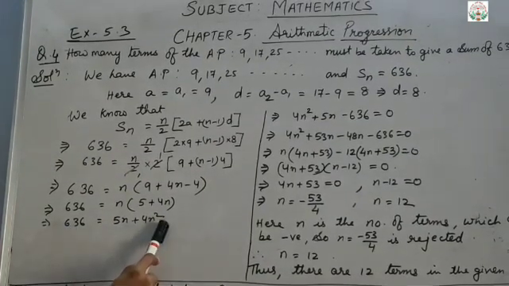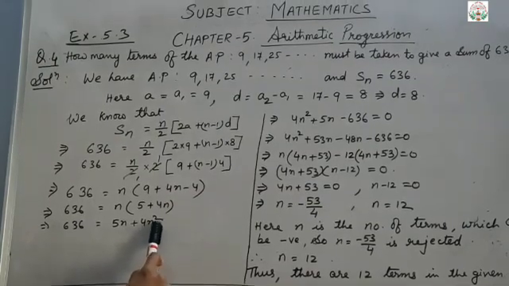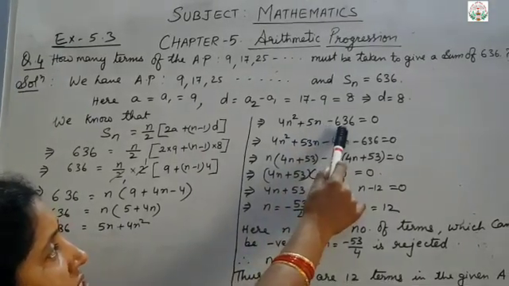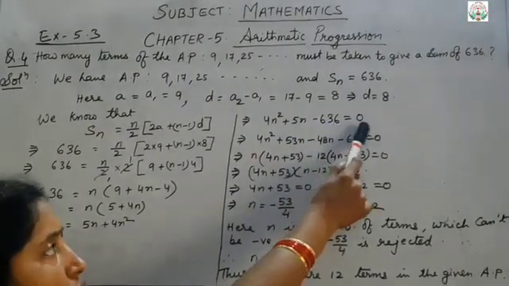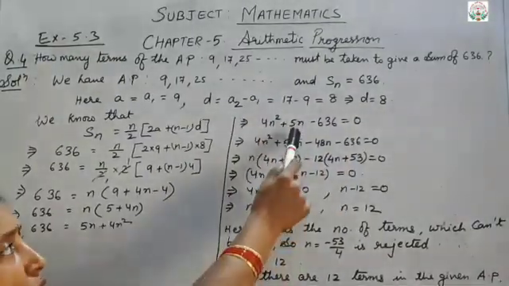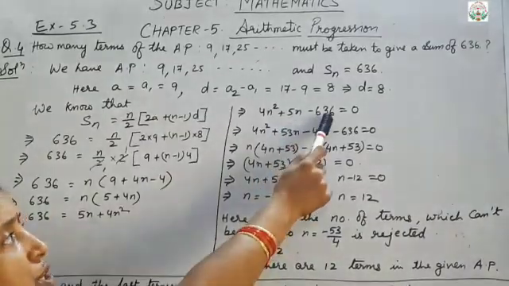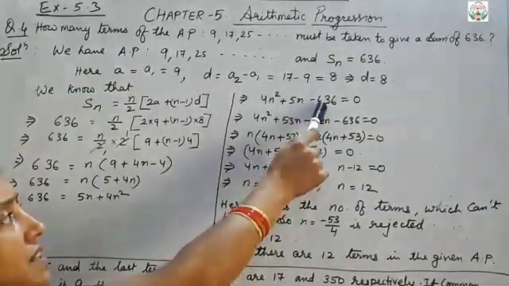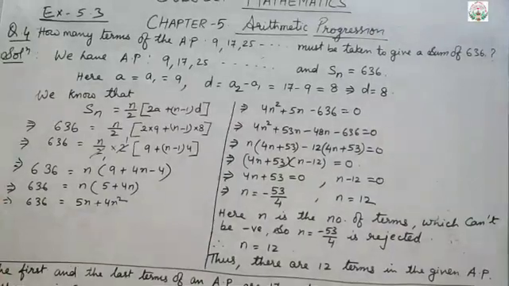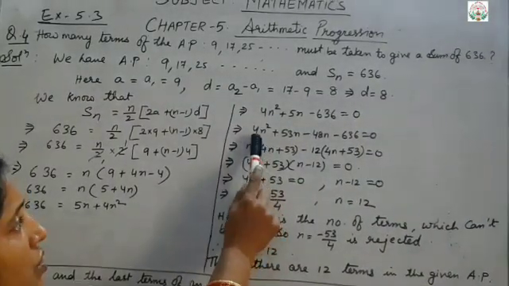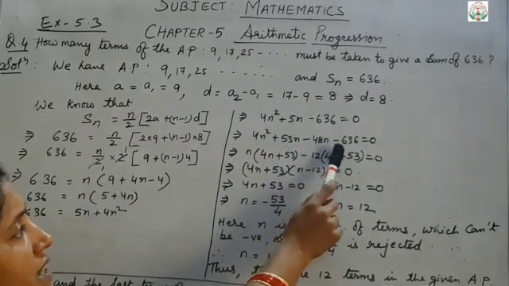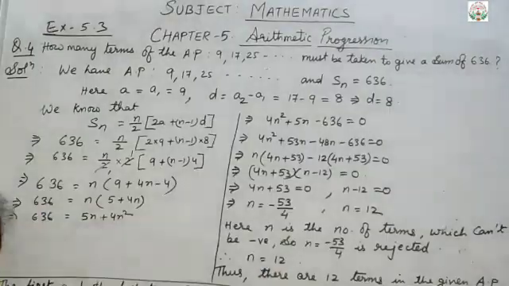Take the constant to one side to make it a quadratic equation. The quadratic equation goes like this: 4n square plus 5n minus 636 equals 0. Now this one you have to factorize. That means you have to find two numbers whose product is 636 into 4 and which on simplification give 5n. So that is 4n square plus 53n minus 48n minus 636 equals 0.